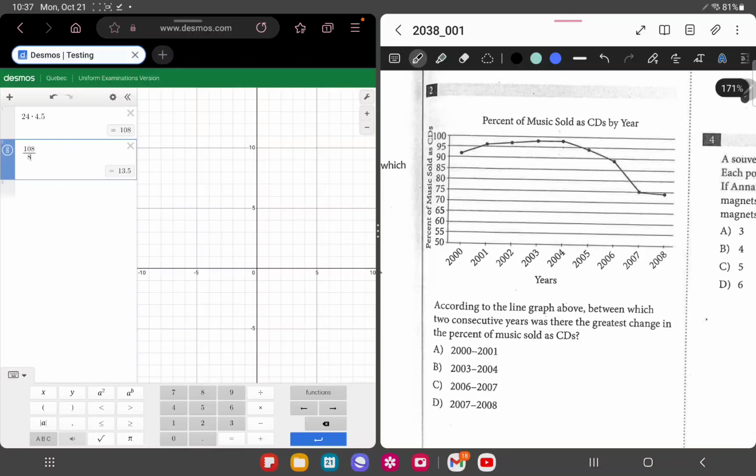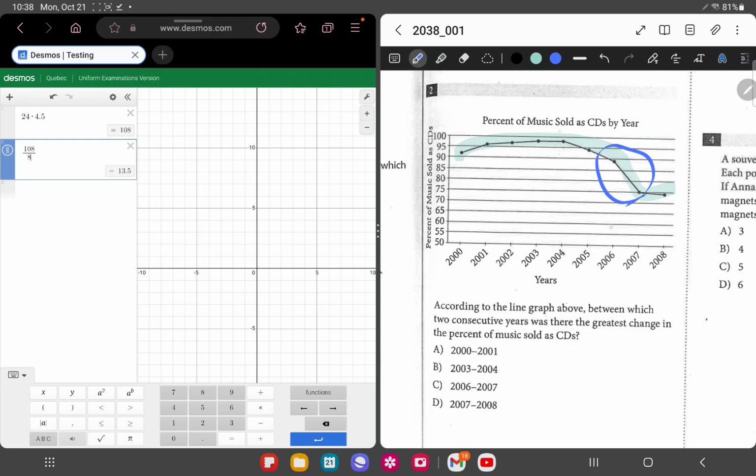It says, according to the line graph above, between which 2 consecutive years was there the greatest change in the percent of music sold as CDs? So right here we have this curve. What we need to look for is the biggest change. Where did we have the biggest change? And this is pretty easy to figure out. We had the biggest change right here, right? Because it was really high and then started going down as we increase the year right there.